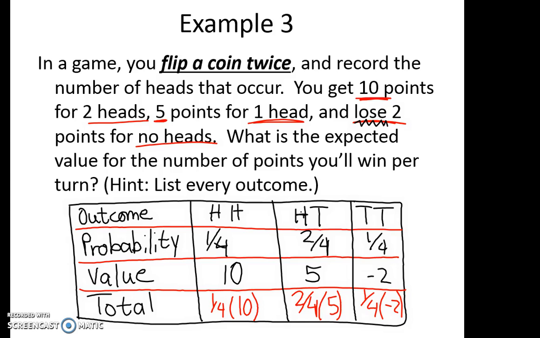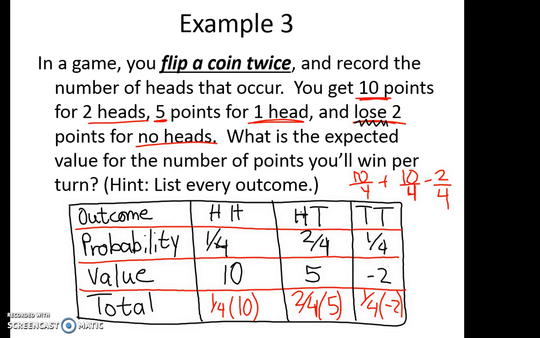Because I'm out of space down here, I'm going to go ahead and just put it up here. So we'll get 10 out of 4 for the first one. For the second one, we'll get 10 out of 4 again. And then for the last one, we'll get a -2 out of 4. It's -2 times that is -2 over 4, 5 times that is 10 over 4, and then 10 times that is 10 over 4.